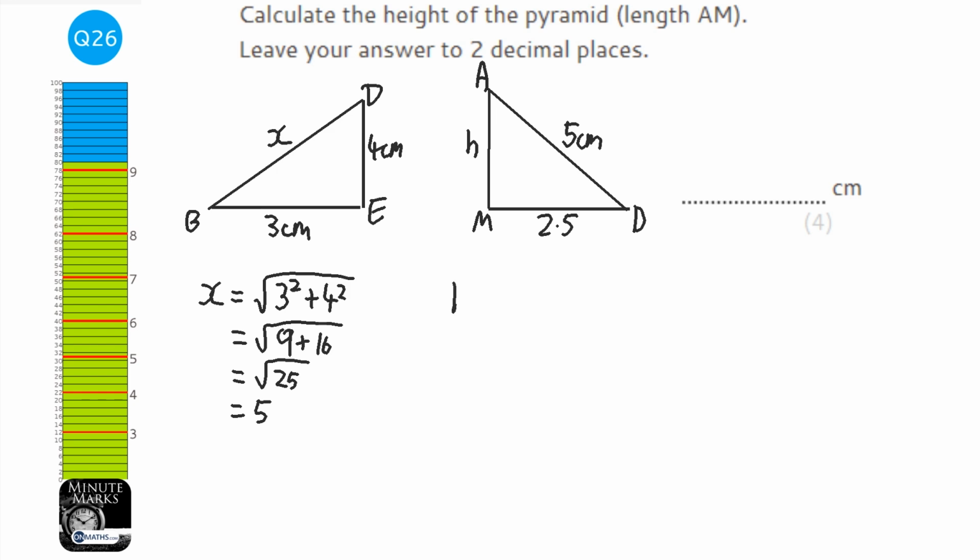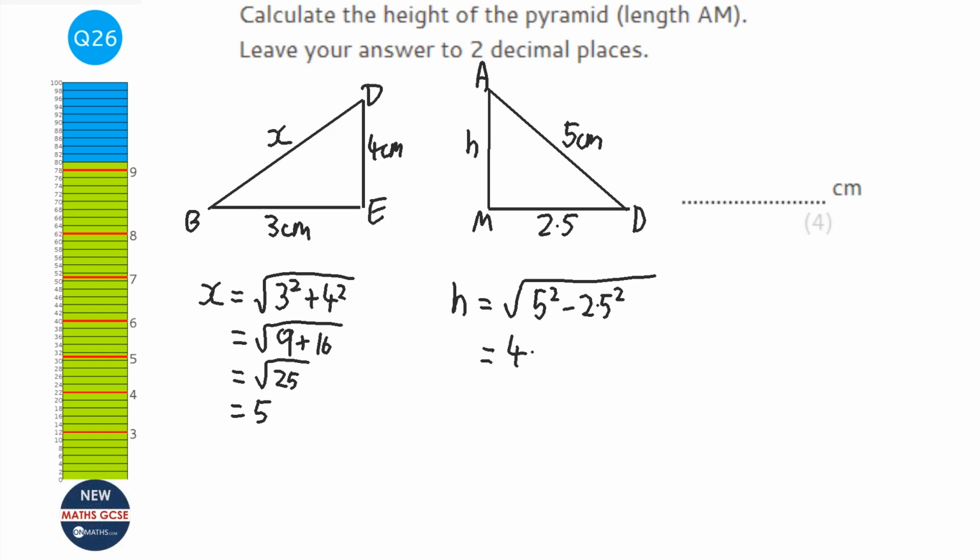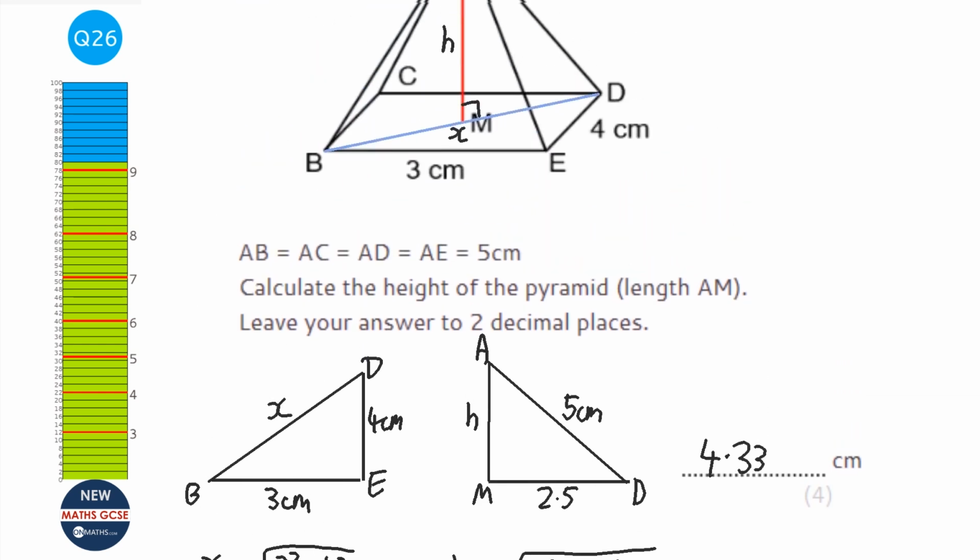Okay, so to work out what h is, I'm going to do the hypotenuse squared minus that length that we've just found out squared, and just get my calculator. Root 25 take away 2.5 squared, and it's 4.330 and so on. So it's 2 decimal places, it's 4.33, and it's probably sensible to check that makes sense.